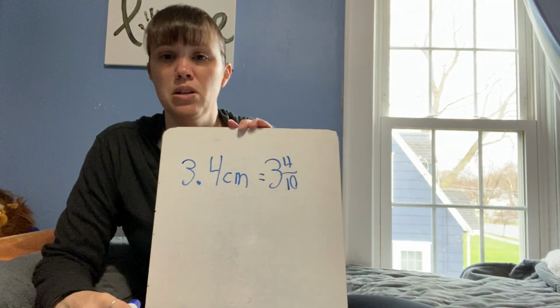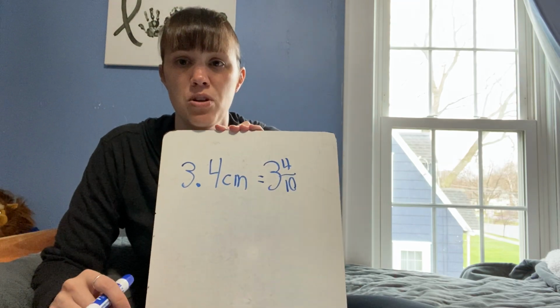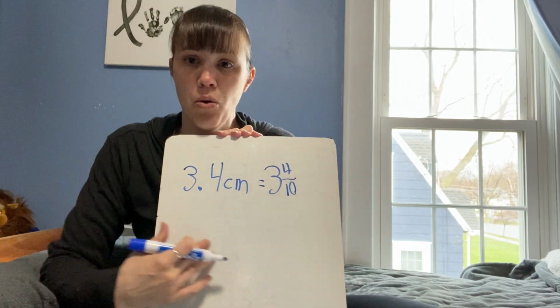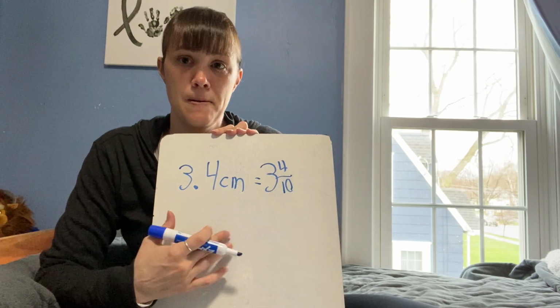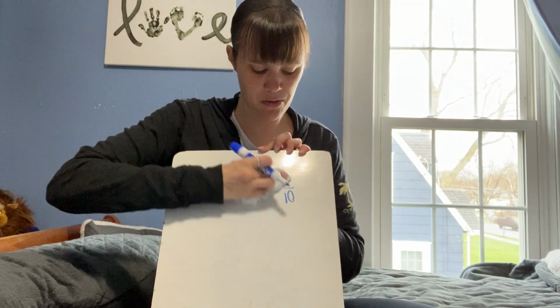Okay, so now take your ruler and draw a line segment that is 3 4/10. So you're going to start at your 0 or the edge of the ruler, and you go 3 holes for centimeters, and then count the 4 little ones and 4/10. And that's all you have to do for that.